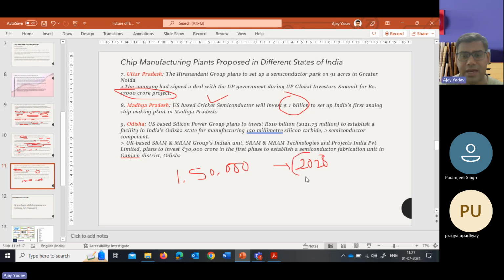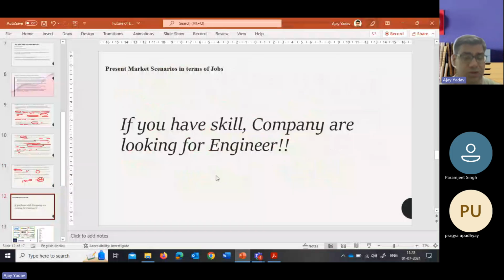It takes some time because these manufacturing plants will be established, and then they will start the chip manufacturing. By 2028, by the time you pass, there will be a lot of job opportunities in the electronics sector. So this is the right moment to pursue your career in electronics manufacturing. And whenever people say that there is a marketing problem and all these things, if you are a skilled professional, then companies are looking for you.